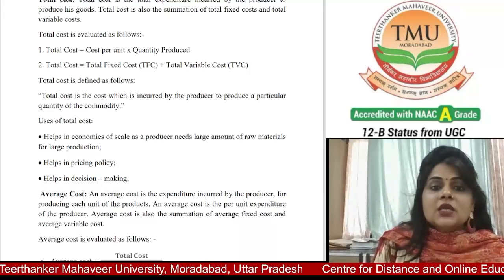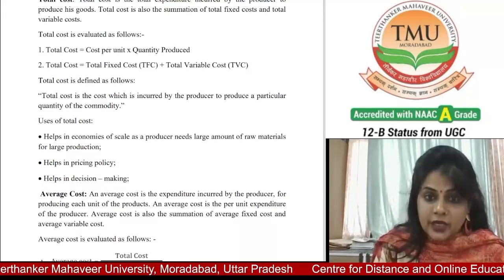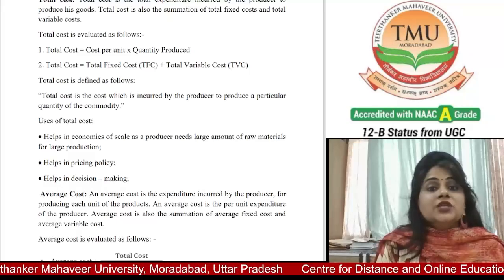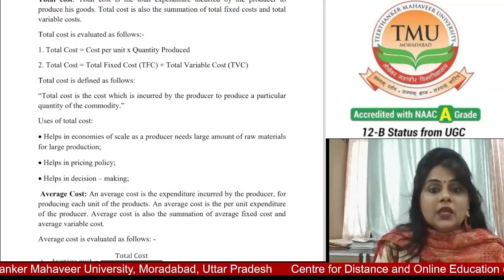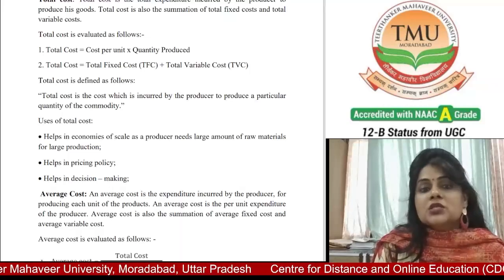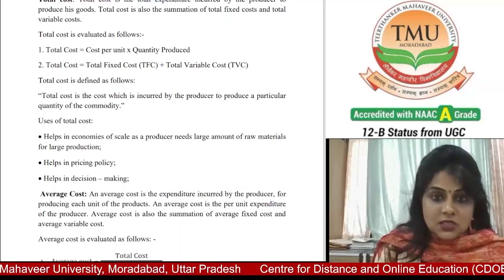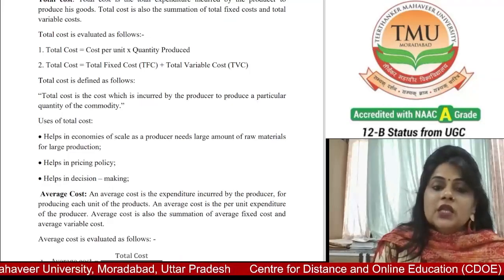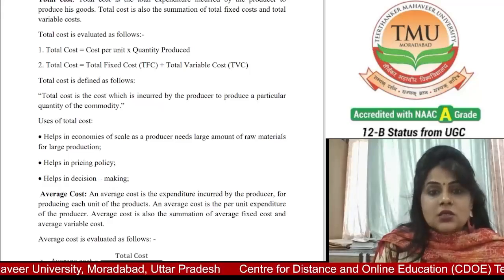So we can say total cost is an important indicator of the financial performance of a company. This can show if a company is spending too much money on certain processes and if there is a need to cut down the cost.